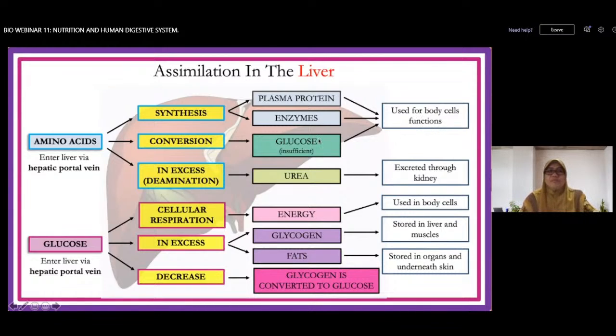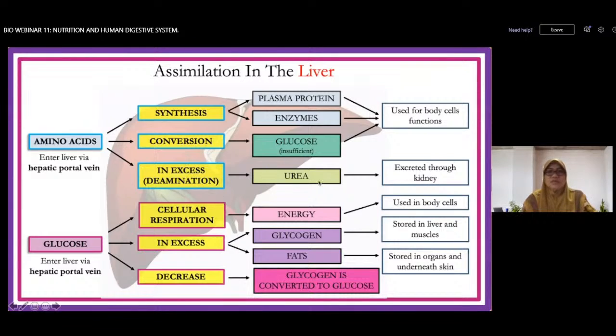Actually when the glucose supply is insufficient, amino acid ni akan tukar kepada glucose lah dalam body cell kita. Okay, and then bila mana amino acid ni pula, kalau dia lebih-lebih dalam badan kita dekat liver, amino acid dia akan undergo proses nama dia deamination. Dalam bahasa Melayu dia penyahaminaan. Kita nak remove lah amino acid itu, kita nak convert, nak broken down kepada urea.